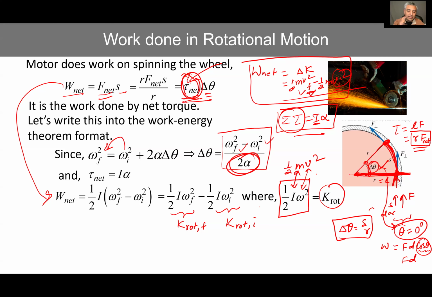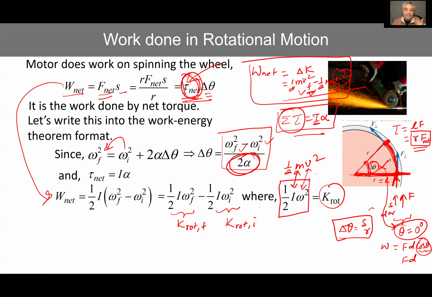Which one does exist here? Or do both kinetic energies exist in this kind of situation? If an object is not spinning, just moving from one place to another place, that means that is translational kinetic energy. In that case, there is no rotational kinetic energy.